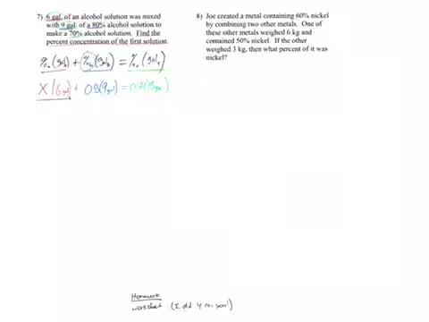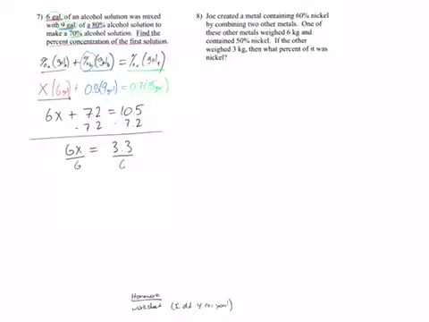So this piece right here, I'm going to say 6 times x, which would be 6x, plus 0.8 times 9, which is 7.2, is equal to 0.7 times 15, which is 10.5. Subtract that 7.2 from both sides. 6x is equal to 3.3. Divide by 6. And I get x is equal to 0.55.